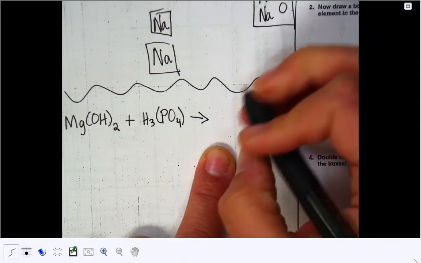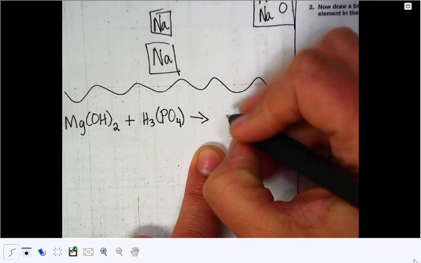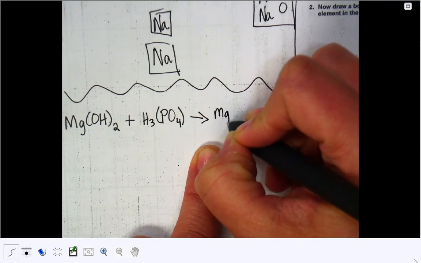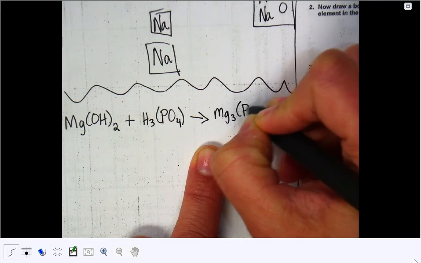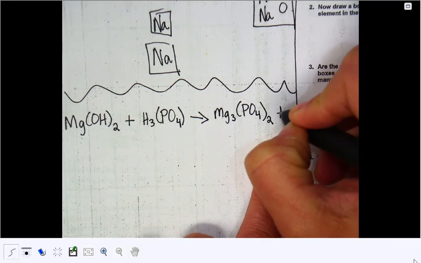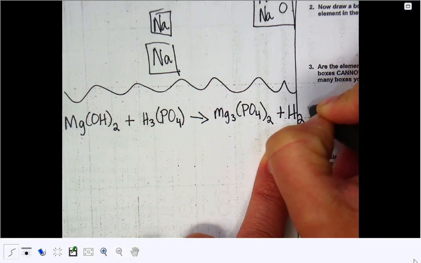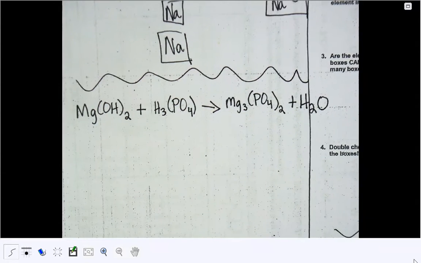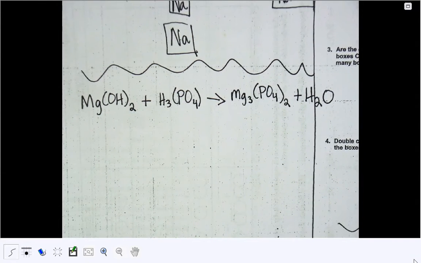Yields, and then we're going to have magnesium phosphate, so Mg3(PO4) with a little 2 on the outside, plus water. This is a typical neutralization reaction. Okay? Typical? Yeah. So we're going to be seeing this a lot towards the end of the year, yeah, for sure.